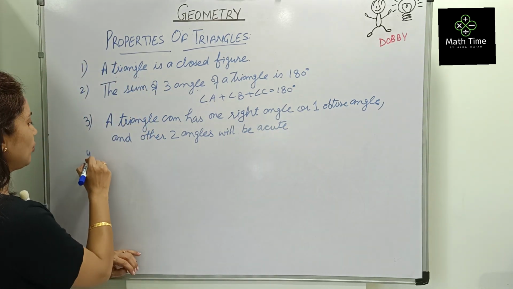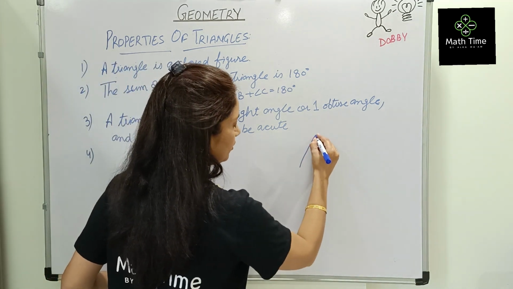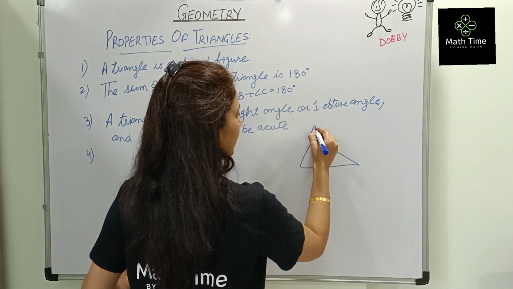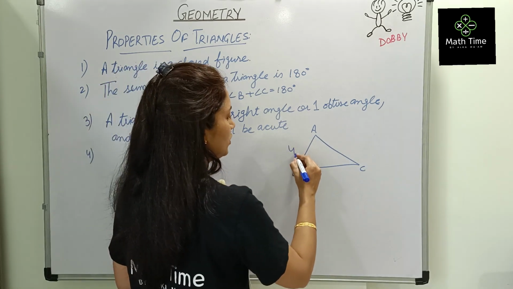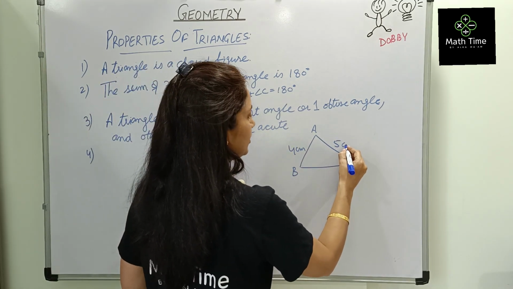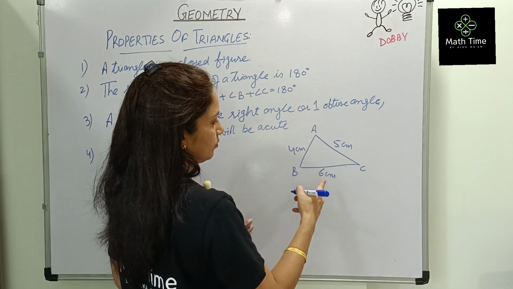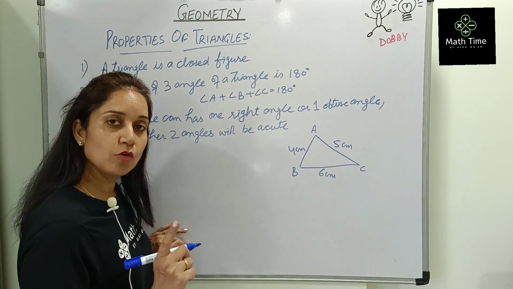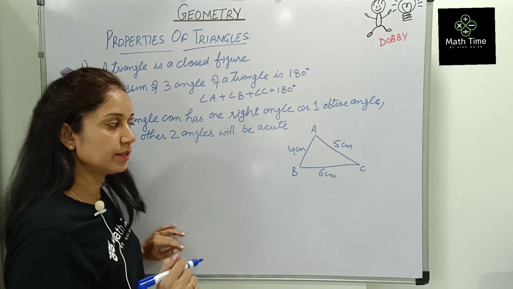Now, fourth property. In a triangle, I am drawing one triangle here, naming it A, B, C. Suppose this is 4 centimeter, 5 centimeter, 6 centimeter. Now, a triangle can only be formed when the sum of its two sides is always greater than the third side.